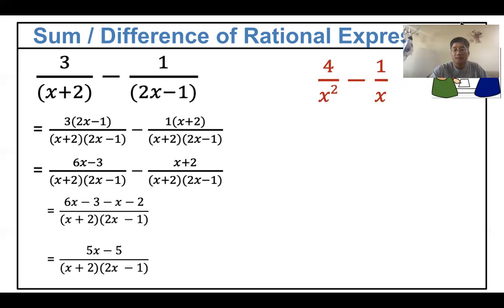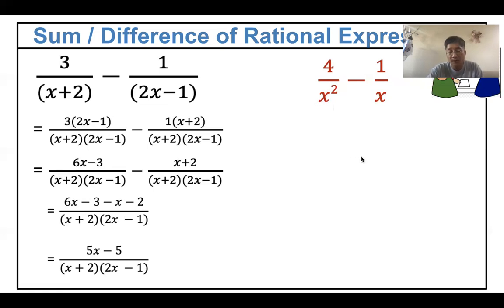How about this one? Again, x squared has x as a factor, right? So x times x. When you have a denominator like this, do you multiply to get the common denominator? No, you don't need to multiply. You choose the higher power. That will be the common denominator. So if you have x squared and x, the higher power is x squared, right? Then x squared is the common denominator.